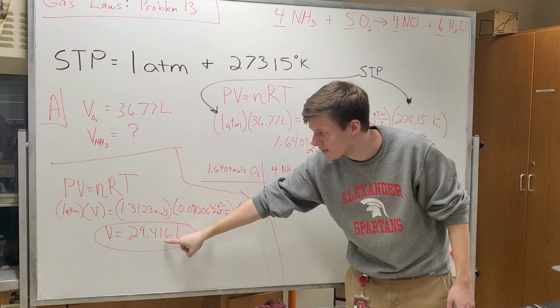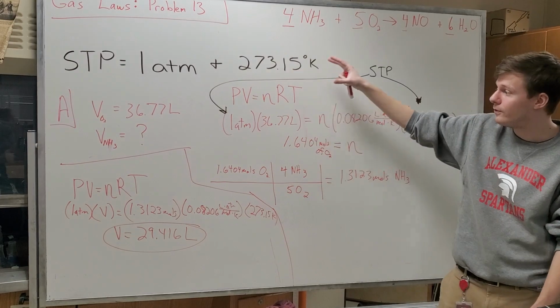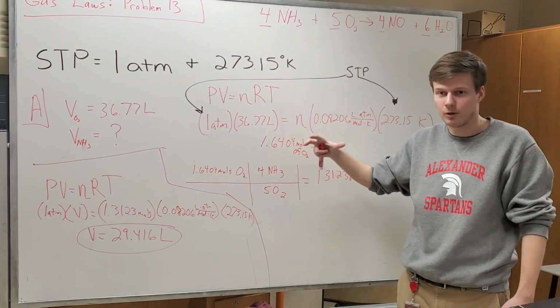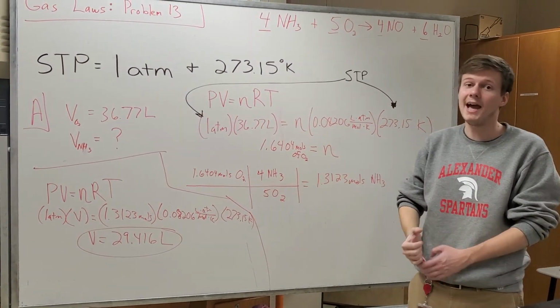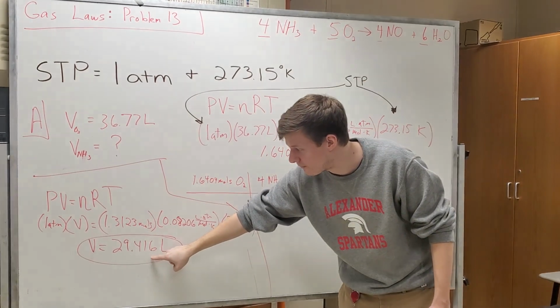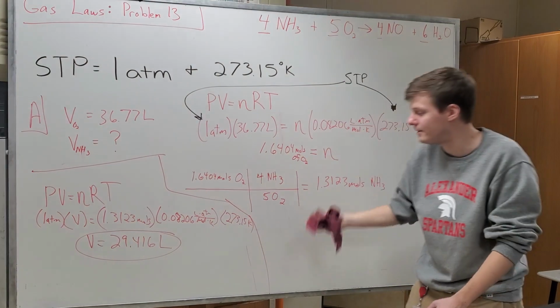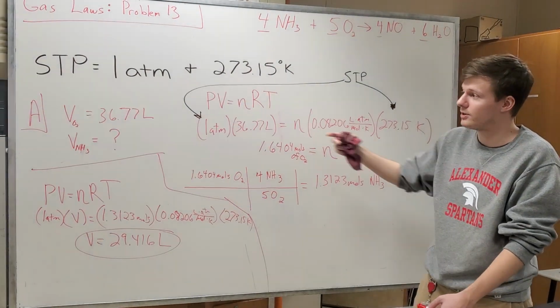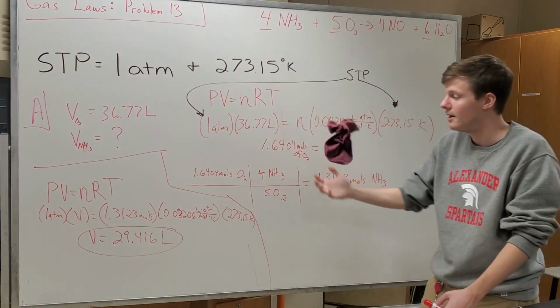So this is our final answer for this one. There are a few steps here that make it seem a little more complex than it really is, but now I'm going to show you a quicker way of doing this. We just found out that this is our final answer. This is how much ammonia we need for this problem to react with 36.77 liters of oxygen.